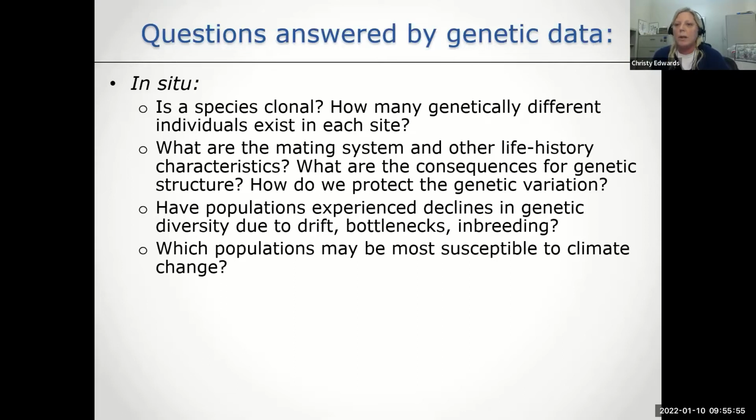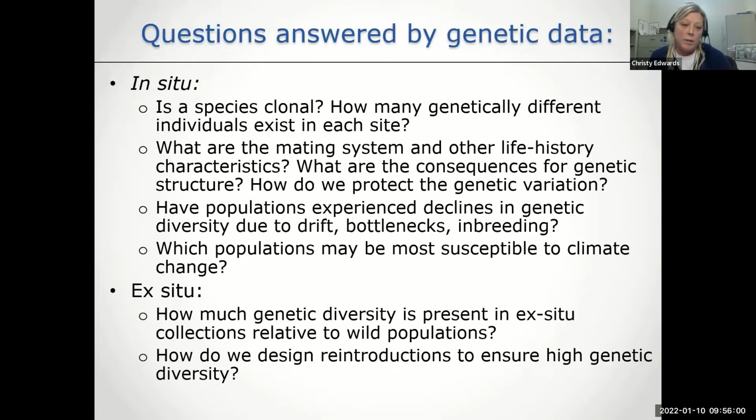natural populations. But there's also a bunch of questions that can be answered for ex situ conservation, which Joyce touched on quite a bit, and I'm not going to be talking about much today. For example, we can see how much genetic diversity is present in ex situ collections relative to wild populations. This is particularly important when you have really rare species and you want to make sure you're getting every single individual into an ex situ population. And then also how we can design reintroductions to make sure that they have high genetic diversity. Next slide.